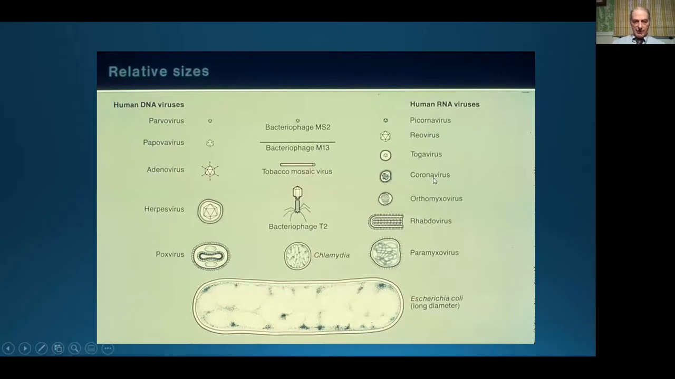And the coronavirus, I don't know if you can see my pointer, I assume you can, is right in the middle in terms of the range of viral sizes, but the viruses are 10 to 100 times smaller than E. coli. And you can only see or visualize them with the electron microscope or by some staining methods that allow you to see them under fluorescent microscopy.